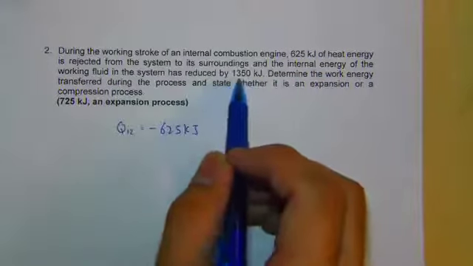Alright, B. If 325 kilojoule of work is produced by the system, the keyword here is produced, meaning it is work out. Work out is positive.